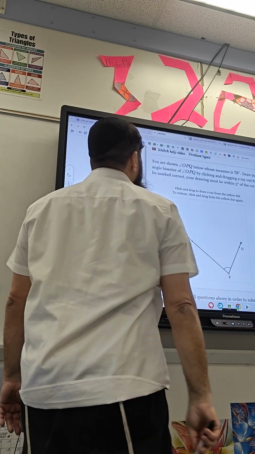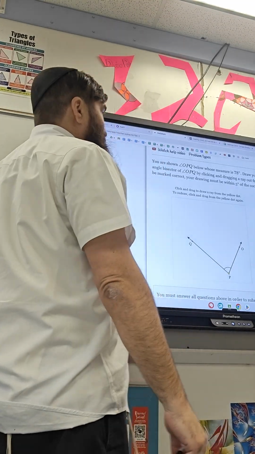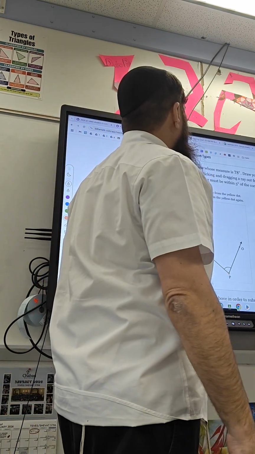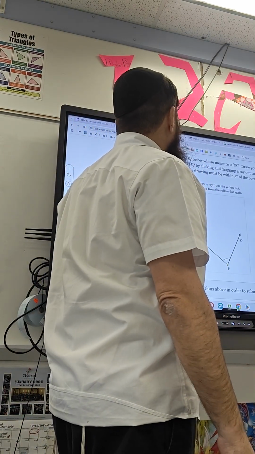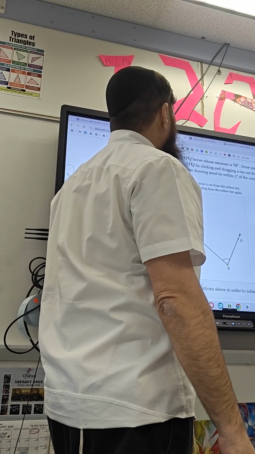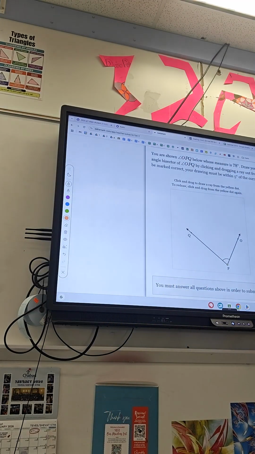Angle bisector. This is the one I really want to show you, because some of you who are not so tech savvy might have issues with this. You're shown this angle whose measure is 78. Draw your best estimate of an angle bisector by clicking right and dragging from the vertex P. To be more correct, you have to draw within 5 degrees. So you've got to get this in the middle. It's got to be pretty equal.